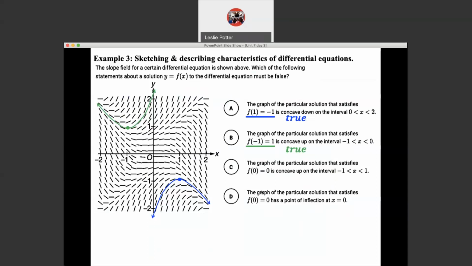Let's take a look at C, 0, 0. So we're talking about right here at the origin, and we're talking about negative 1 to 1, kind of in the middle of the graph here. All right, so if I graph this, we notice that our slope lines are pretty horizontal as we get around the origin here. So we must have some sort of zero tangent line. But if I go to the right, it curves down. And if I go to the left, it curves up. So we have something that looks like that if we draw the solution through 0, 0.